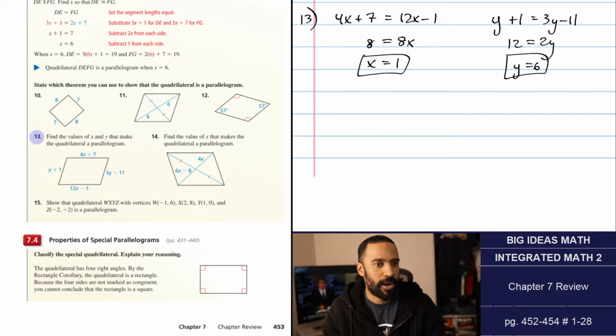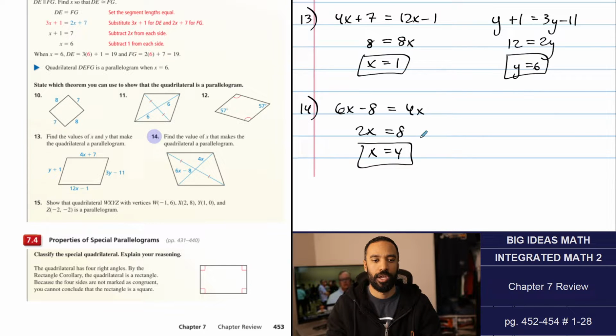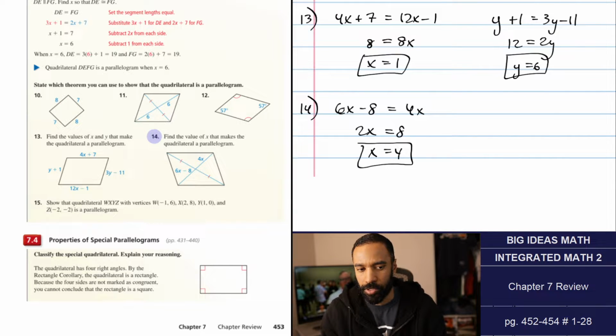All right, well, we'll make this a parallelogram on number 14 using the diagonals converse, that they'd have to bisect each other. These two parts would have to be the same on number 14, where 6x minus 8 will have to equal 4x. Let's subtract 4x from both sides and add 8 to both sides and divide both sides by 2. We'll be getting x equals 4. To double check that, 4 times 4 is 16, 6 times 4 is 24, minus 8 is 16. They'd both be the same. It would make it a parallelogram.